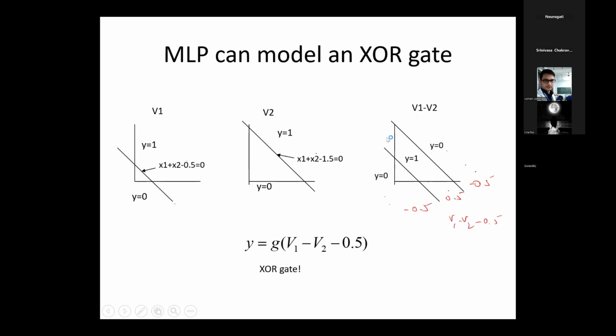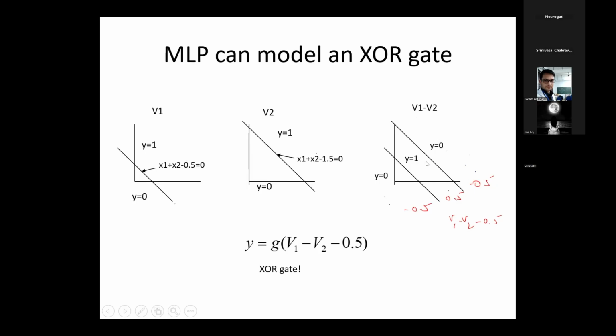So you will have a central region where there is a strip where the output is 1, and on both sides, on the flanks, you will find huge semi-infinite regions where the value is 0. Okay, so if you just take the difference V1 minus V2, you get something like this. Now just subtract some small positive number, like let's say 0.5, from this.